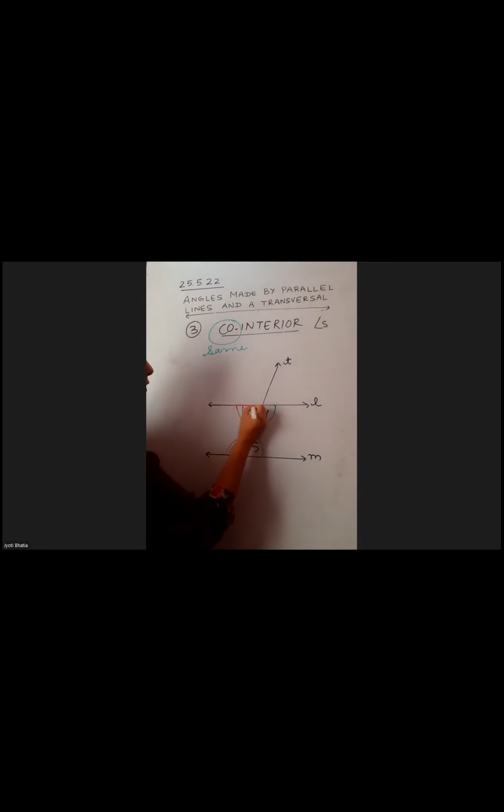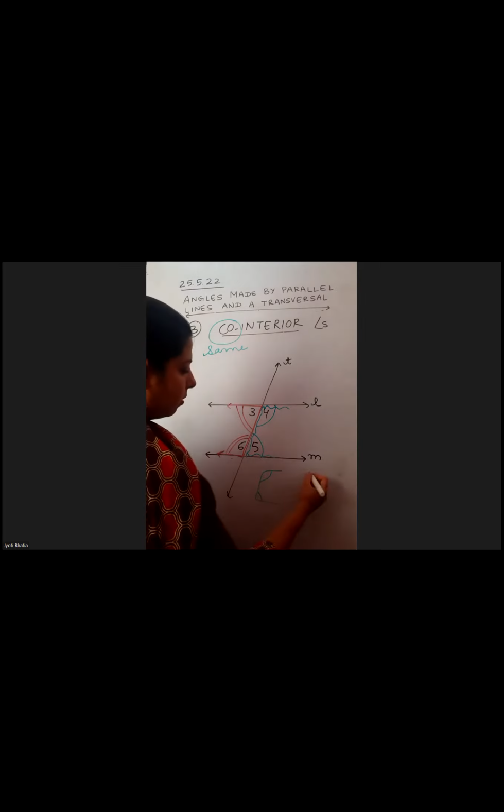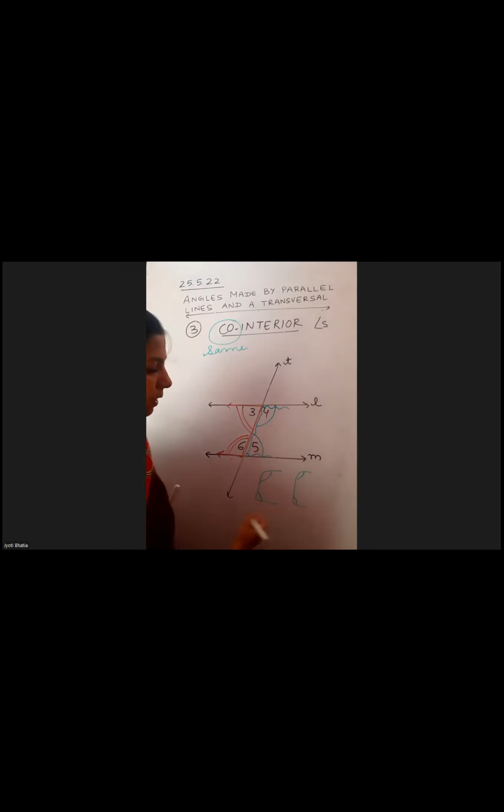Which shape is being formed? Which shape is being made? C? Is it making U? You can say U, you can say C, whatever. Yes? So co-interior angles are C-shaped angles.